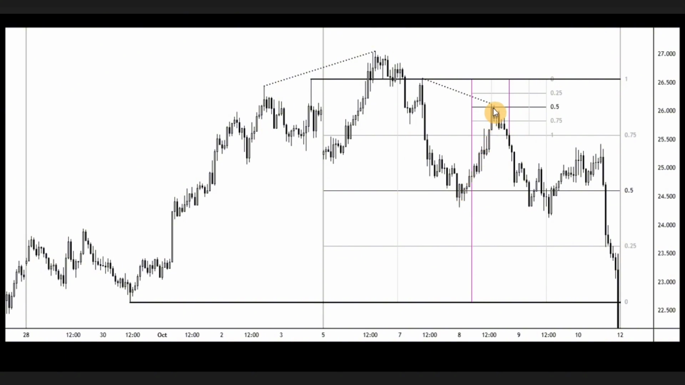Notice how the bodies of the candle respect the 50%. We do have a couple of wicks that trade up, but the bodies for the most part respect the 50%. We also have this set of bullish candles which form an order block that fill in this fair value gap, and it's also rejecting from the high of the previous week.